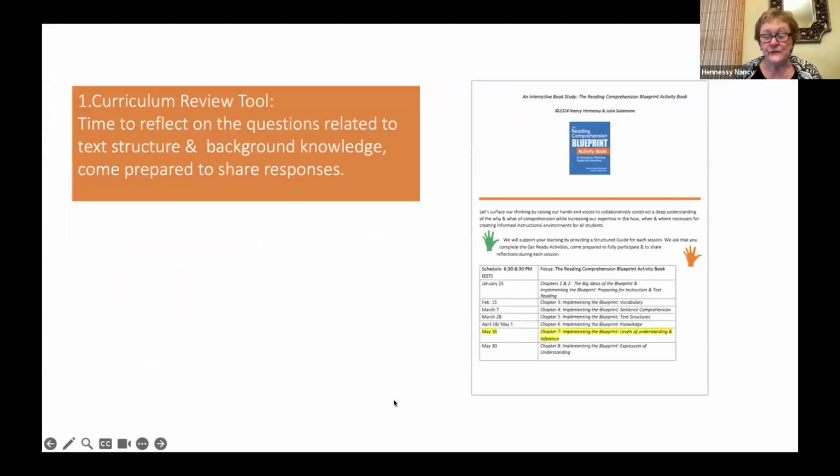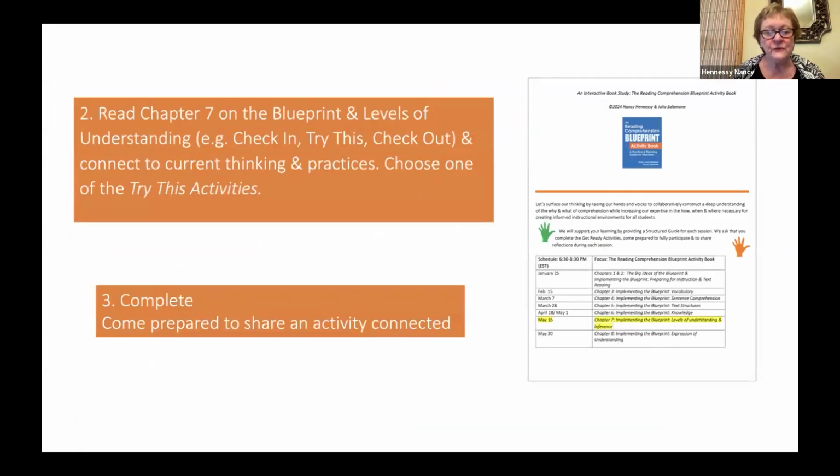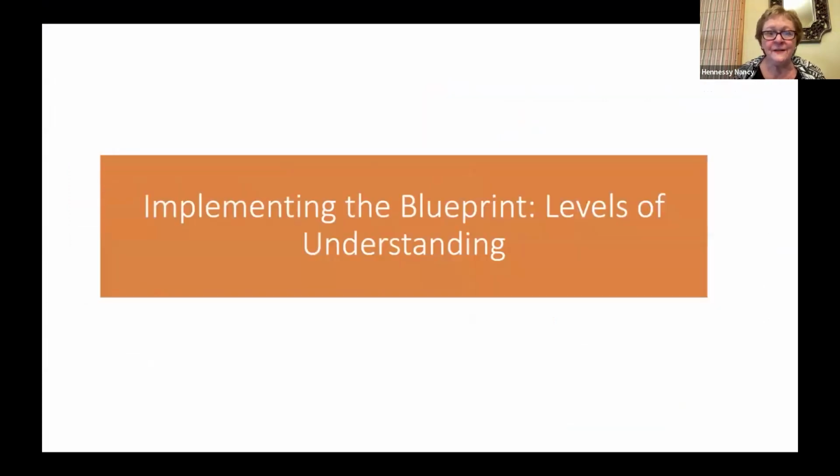All right. So we've done this. This was in the structured guide. This was the first thing we asked you to do. The second thing we asked you to do was to work your way through the chapter, do the check-ins, the try this, the check out, as well as the try this, and come prepared to share an activity that connects to what we've been talking about, or what we will be talking about this evening. All right. So implementing the blueprint, levels of understanding.